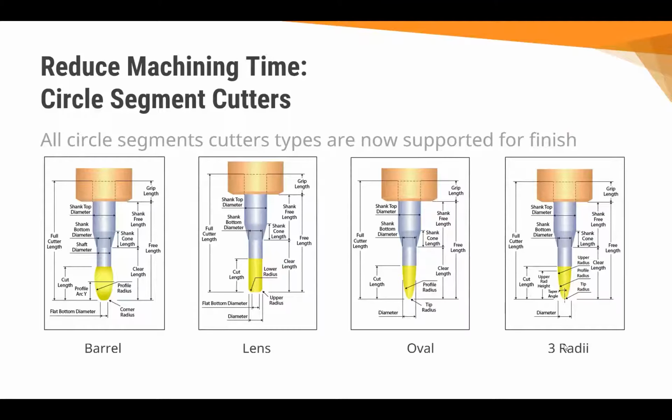We have some new tools, circular segment cutters. This was brought out in version 14, but we've had some massive advancements with regards to how these tools are used within the Cimatron software and how the calculations with these tools are being generated. The different types of cutters are the barrel, lens, oval, and 3 radii tools. A lot of people tend to not use these tools yet, but they are very powerful and give you much more effectiveness of your tool pass and your cutting procedures.